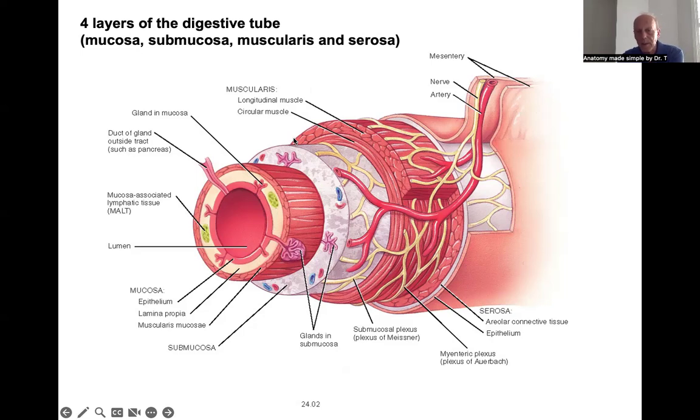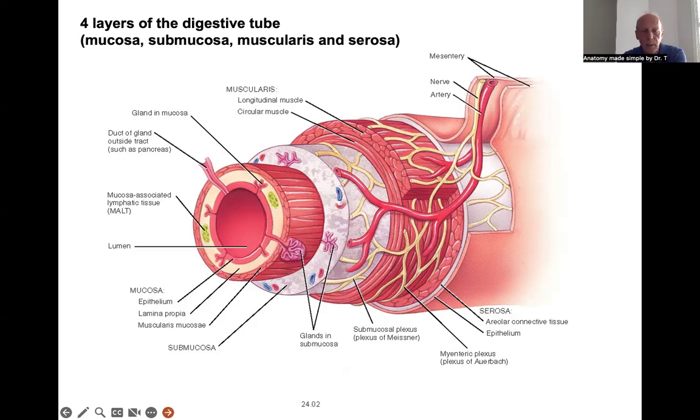Of course, this model of 4 layers cannot be applied to the pancreas, cannot be applied to the liver, because simply these are different organs. They are not tubes, they are solid organs, and their function is to support the digestive system with their own secretion. So during this presentation, you and I will come to the liver and pancreas and explain the most important things that are happening within these 2 organs.